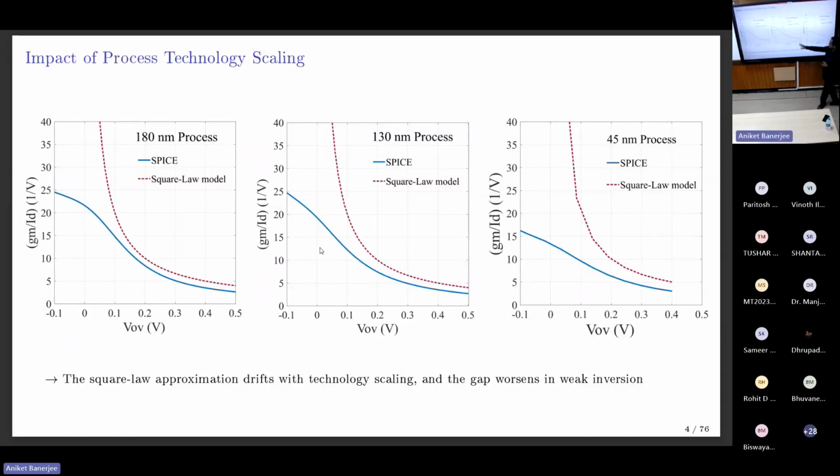So this x-axis is VGS minus VT. This is what square law predicts, and this is what your technology says. So you see the gap. This is 200 millivolt VGS minus VT. As you go up close to subthreshold design, the gap is very high. You cannot use square law. You can forget about square law after this point.